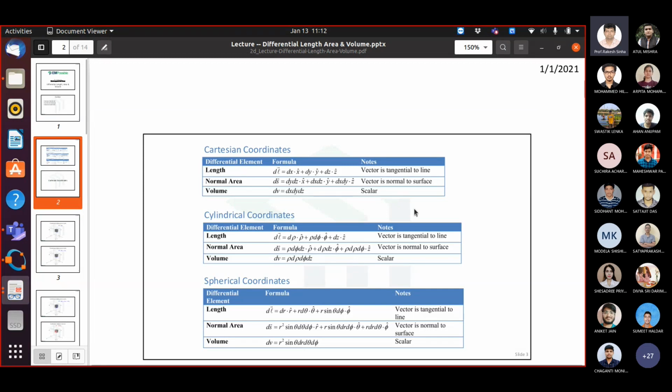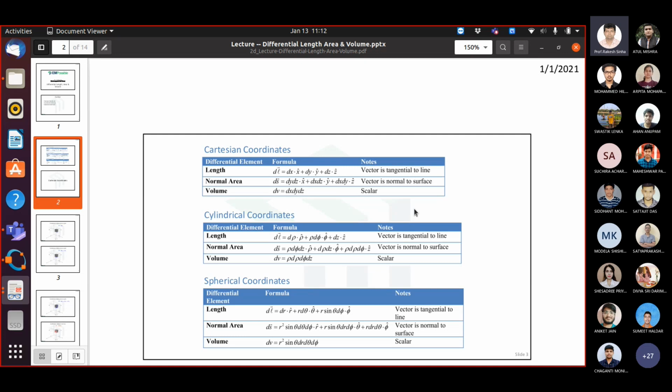Yeah, so this differential length in one coordinate system can be converted into another coordinate system. From the geometry itself you can understand why the differential length definition in every different coordinate system is different. Okay, so that can be explained, and I'll discuss it later on.